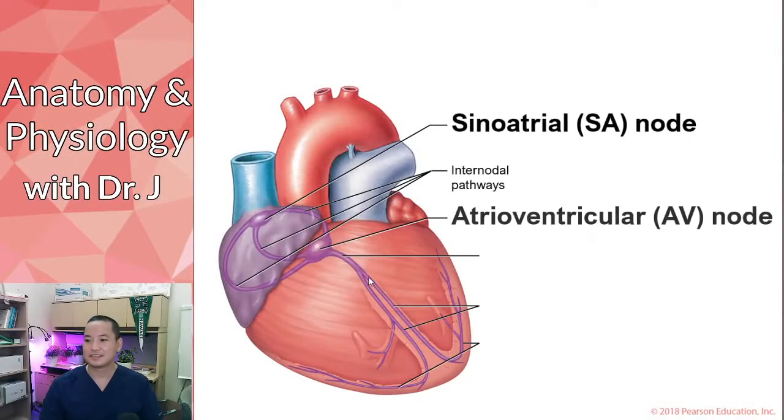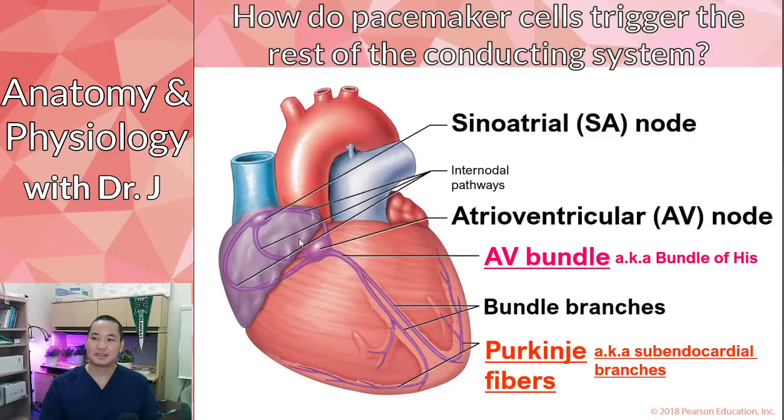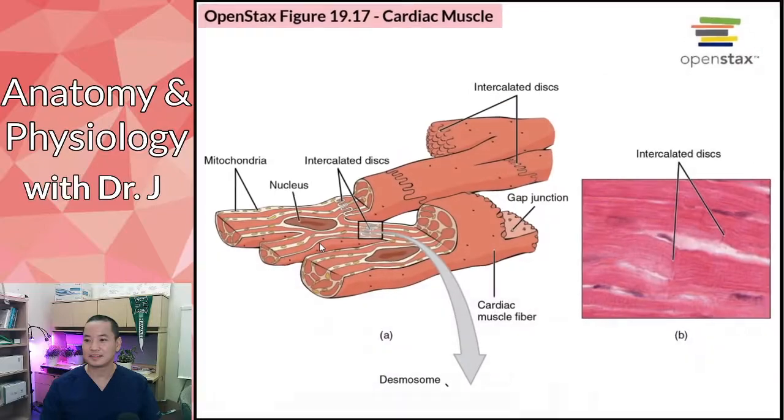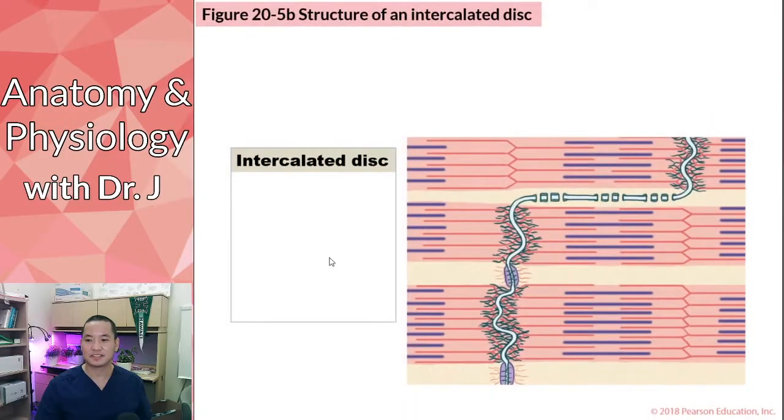Okay, so then we have our conduction system again. How do they trigger the rest of the conduction system? Well, now we have to zoom in. Now we're looking not only at the conduction system, we're looking at the cells itself. And this is what makes cardiac muscle special compared to the other types of muscle: this thing we call intercalated discs. Now I have to borrow one of the figures from the Martini version.